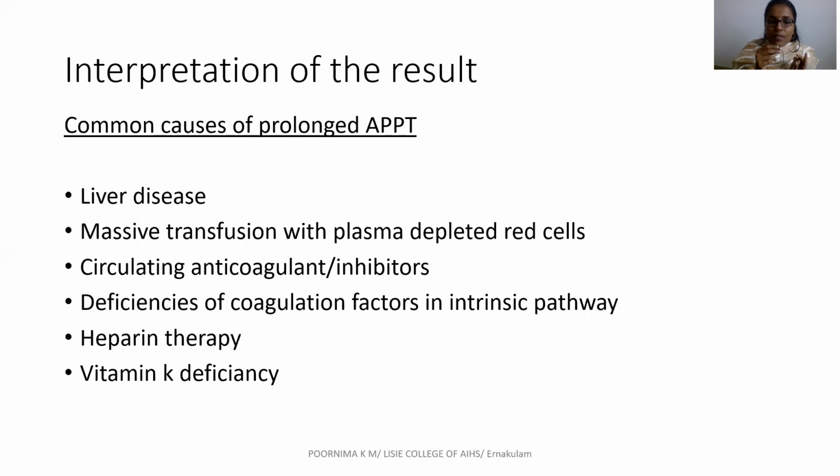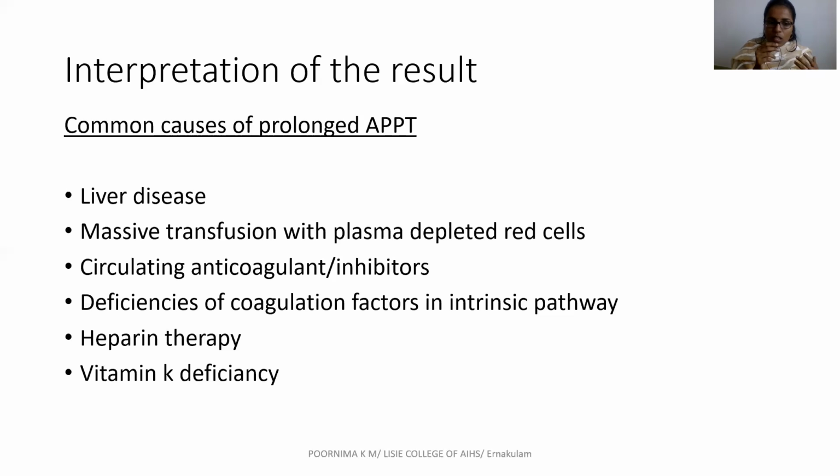Second one is massive transfusion with plasma depleted red cells. Suppose we are transfusing plasma depleted red cells; the majority of the coagulation factors are present in the plasma. So if we have transfused a patient with plasma depleted red cells, he will be lacking certain coagulation factors as the plasma is depleted.